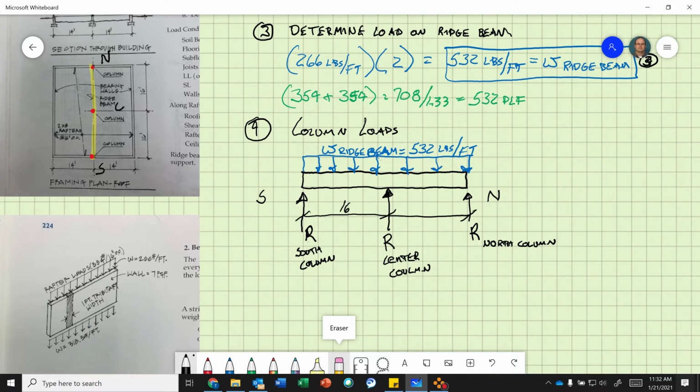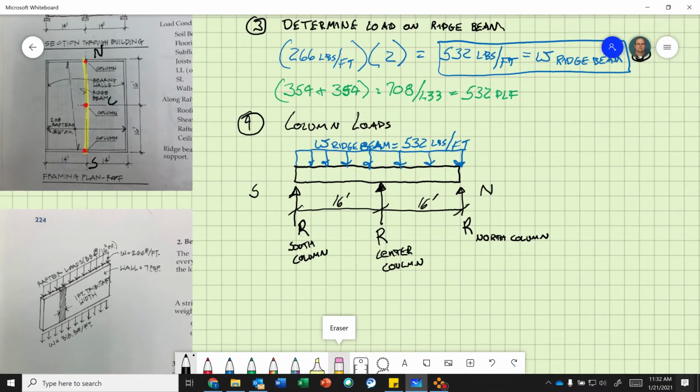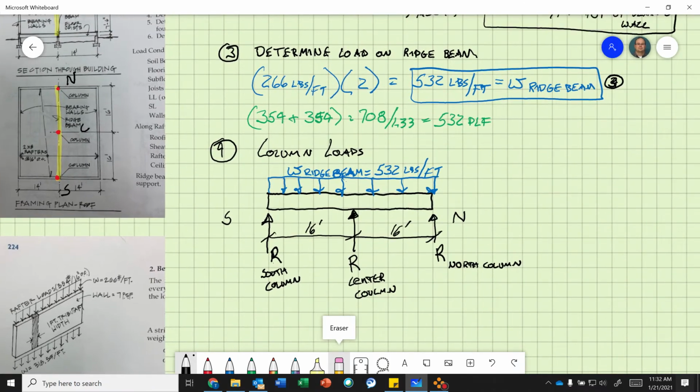So we know this is 16 feet, and we know this is 16 feet. All right. I'm going to make this easy for you. Let's take a look at this using tributary areas. Okay, it's going to go to the highlighters.